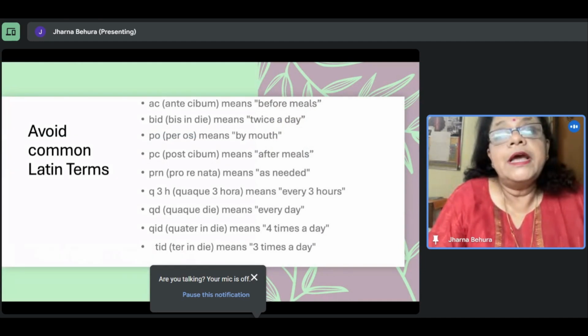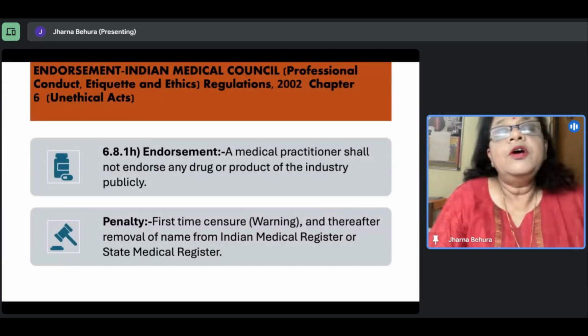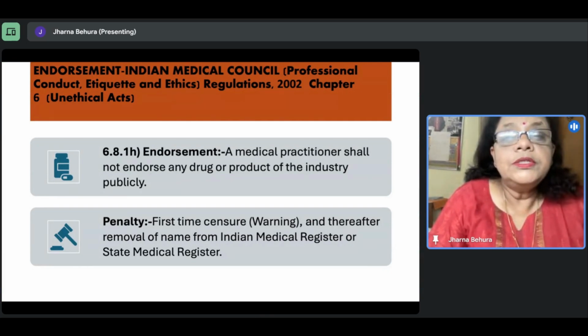Avoid common Latin terms. I have said that you have to write before meals. Do not write AC, do not write BID, do not write PO. Endorsement, Indian Medical Council Act: a medical practitioner shall not endorse any drug or product of the industry publicly.